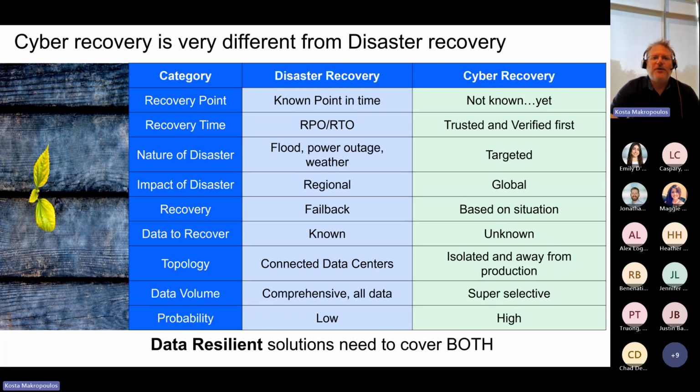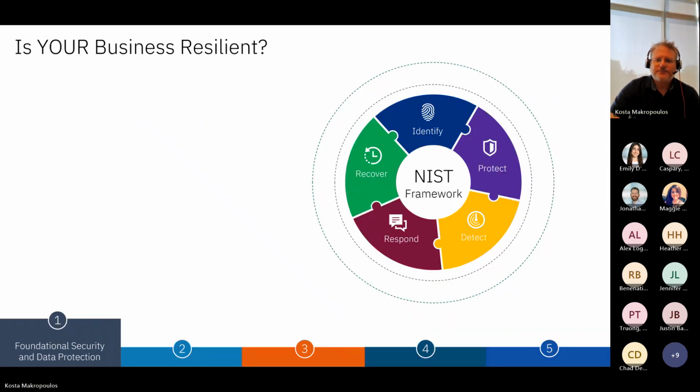Okay, so now that we know that cyber recovery is different than disaster recovery and why, let's define what data resilient solutions are. A lot of the things that we do at IBM leverage industry standard agnostic tool sets and frameworks. So a lot of what we do in cyber, whether it's on the cyber security side or on the cyber resilience side or data protection side, relies on the NIST Cyber Security Framework.